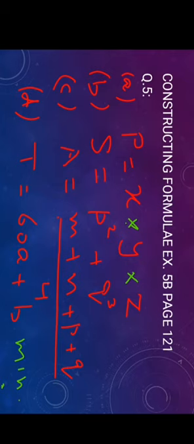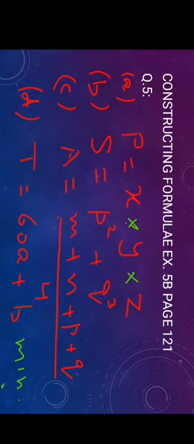Now this is question number 5, and in this question we have to make an equation or a formula for the given word statements. So if you read part A of question number 5, it says: make a formula for product P of three numbers x, y and z. So you can see here in part A I have translated this word statement into a mathematical equation. According to the statement, product P is equal to the product of the variables x, y and z. So you can write x multiplied by y multiplied by z.